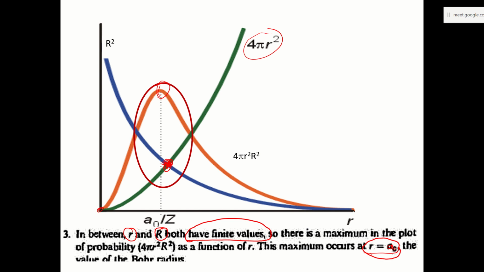In the first case, when you are at the nucleus, electron density is maximum, but the volume of the thin shell is 0, and that's why the whole term goes to 0.